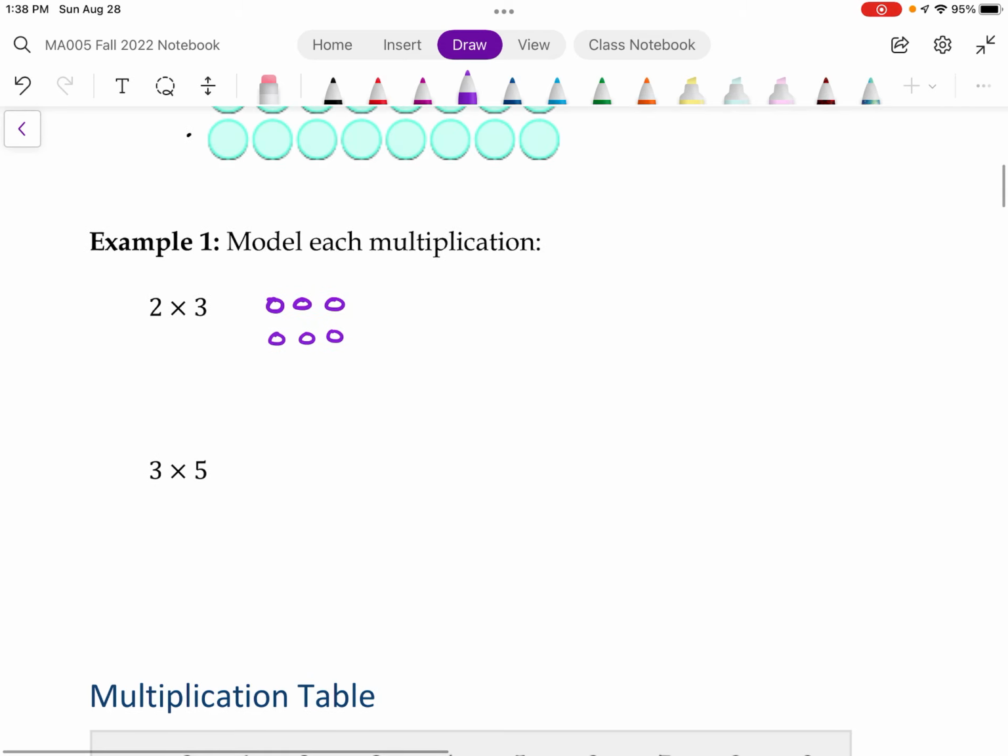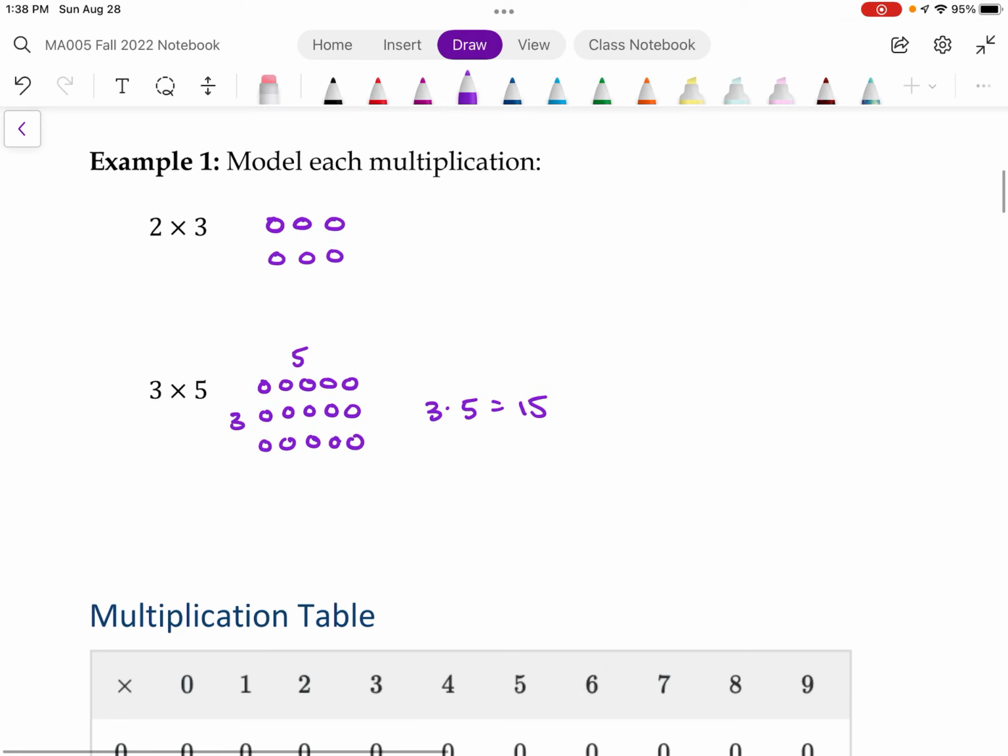The next one, 3 times 5. So I've got 3 sets of 5, or I could say I have 5 sets of 3. It doesn't really matter. I'm going to do 3 sets of 5. 1, 2, 3, 4, 5. That's 1 set. 1, 2, 3, 4, 5. That's 2 sets. 1, 2, 3, 4, 5. That's 3 sets. So now we have 3 by 5 is 15. So again, using an area model to multiply.